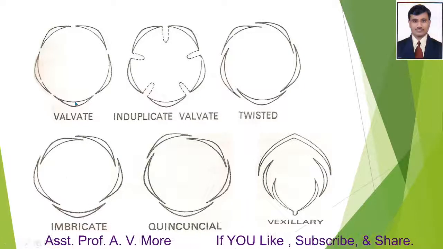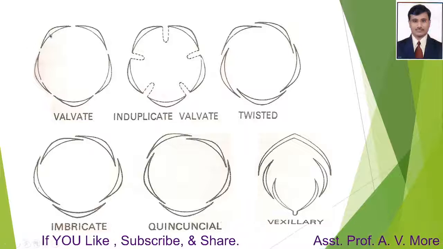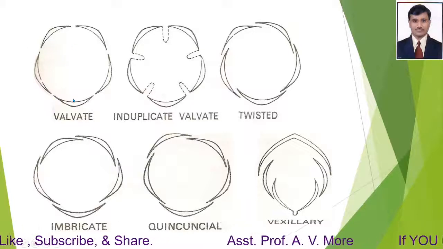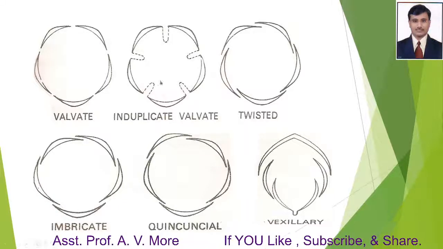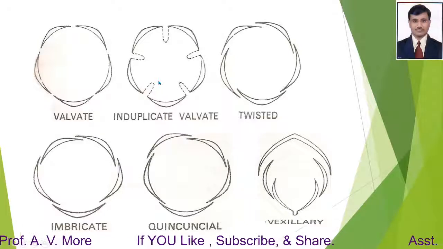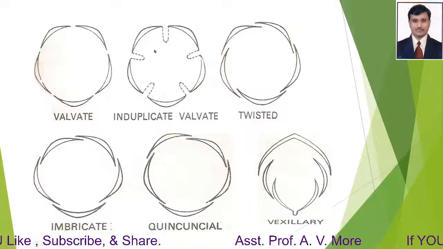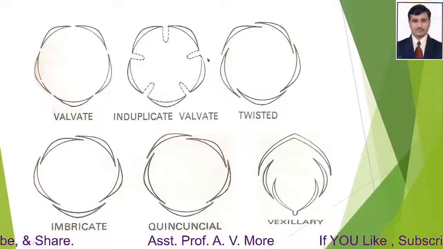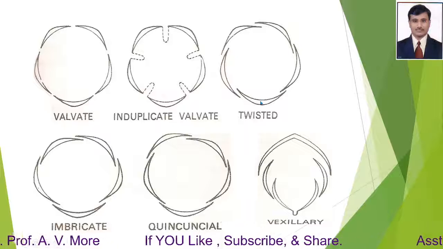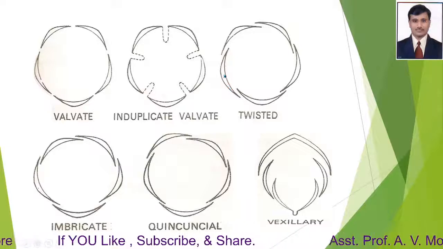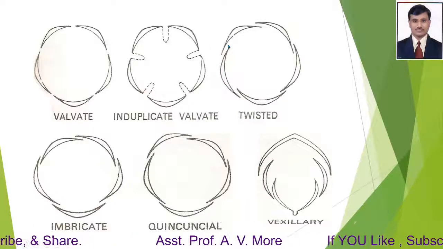Here, first one is valvate, edges meet without overlapping. This type of condition is called valvate aestivation. In induplicate valvate aestivation, petals are folded, but they cannot overlap. This type of condition we call induplicate valvate aestivation. Third one is twisted. One petal overlaps the second. This type of condition is called twisted aestivation.